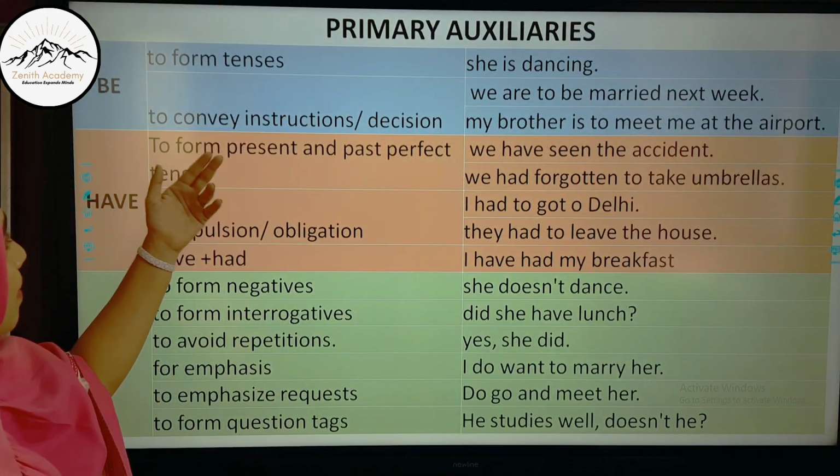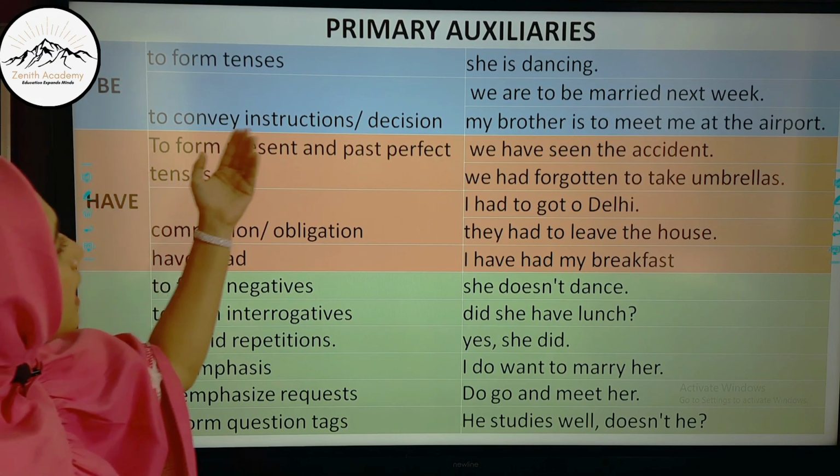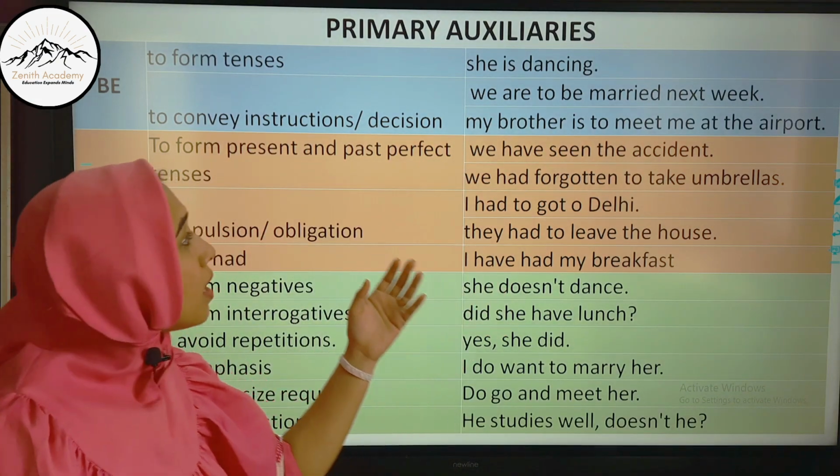The second function of the primary auxiliary be is to convey instruction or decision.